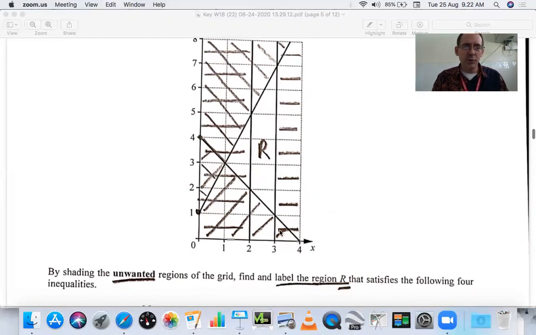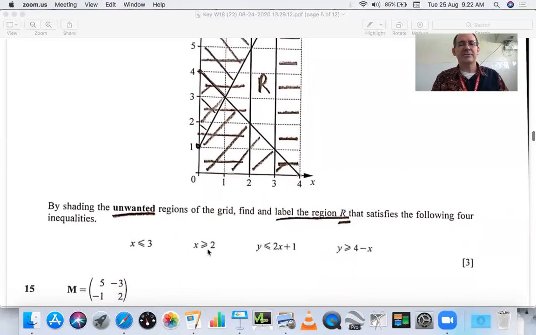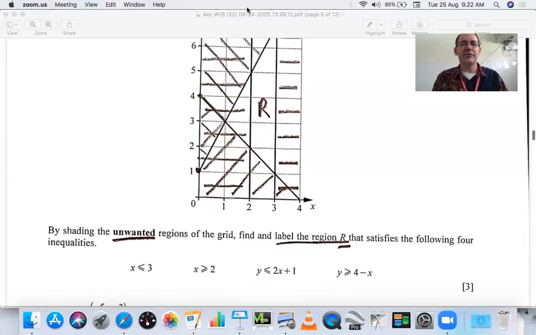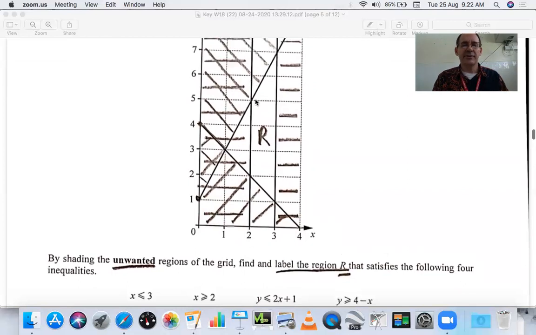We want the unwanted part, so we shade to the right. Okay, so that right part's shaded. Then we have x greater than 2. Again, it's a vertical line crossing the x-axis at 2, which is this line right here. And this says greater than, which would be the right-hand side. So the unwanted part is the left-hand side. So we shade to the left of this line, x equals 2.